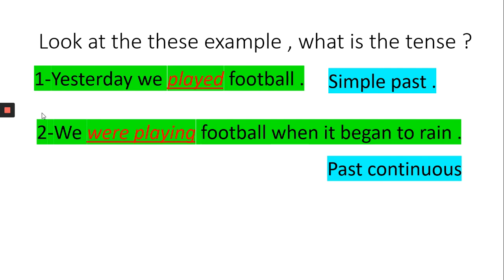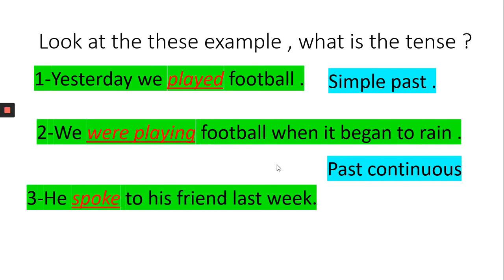So why is it continuous? Because we have ing and because we have the verb were plus play plus ing. This is something that was continuing or was going on in the past while another action happened. So when it began to rain. Let's go to the third example.